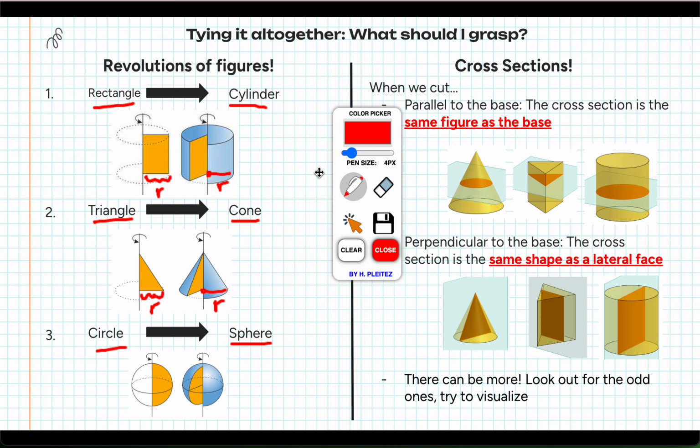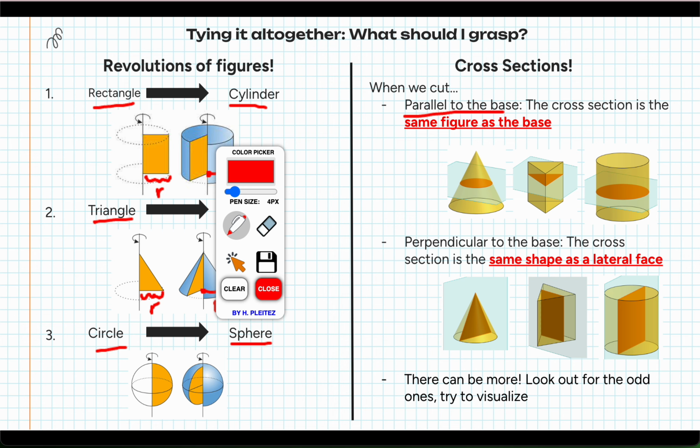Now, for our cross sections, when we cut parallel to the base, notice we always got a cross section that is exactly the same figure as the base. So here are some examples that we went through today. And when we cut perpendicular to the base, the cross section is the same shape as a lateral face of the figure. Now, notice there can be more. Look out for the odd ones. Try to visualize, but in general, we really focus on these parallel and perpendicular ones.